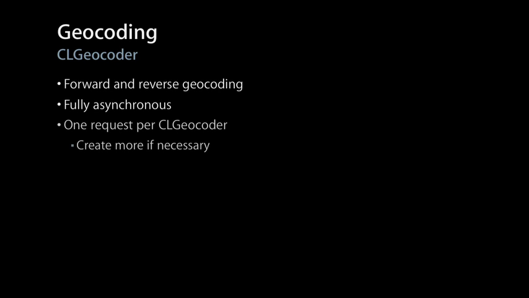We do this using the new CLGeocoder class in iOS 5. The new CLGeocoder does both forward and reverse geocoding. And this is a fully asynchronous API. If you need to do more than one request, then just create additional CLGeocoders. Finally, this is a network-based service, so it does require a network connection.